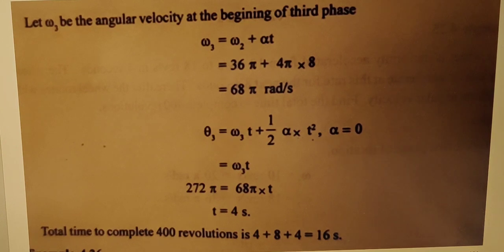Here, in order to calculate the time taken, you have to use the second equation of motion. Theta 3 is equal to omega 3 t plus half alpha t squared, where alpha is equal to 0. So t is equal to 4 seconds. Now the total time to complete 400 revolutions is equal to 4 plus 8 plus 4, that is equal to 16 seconds.